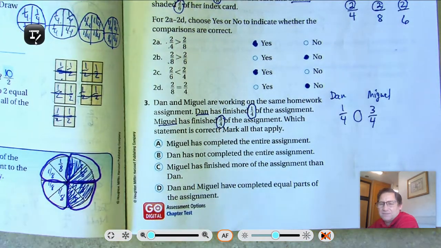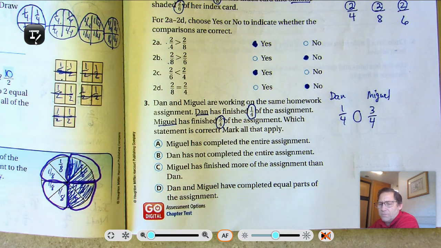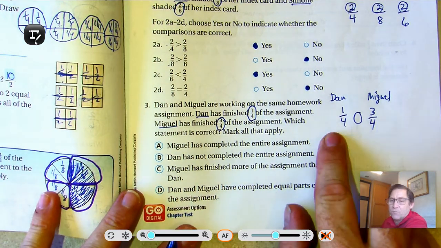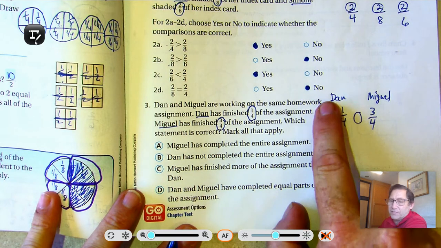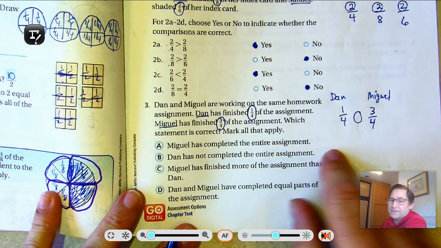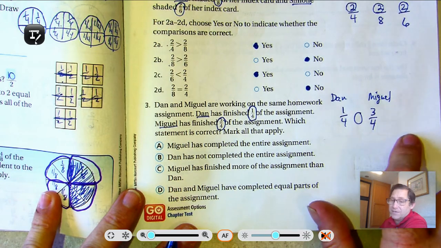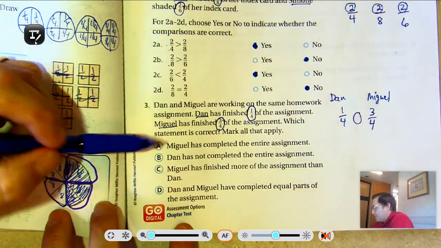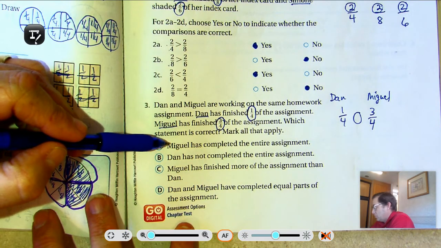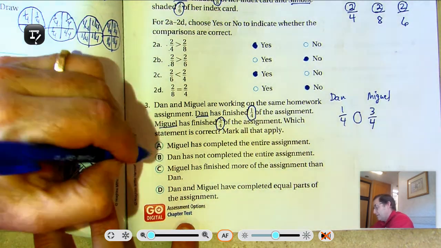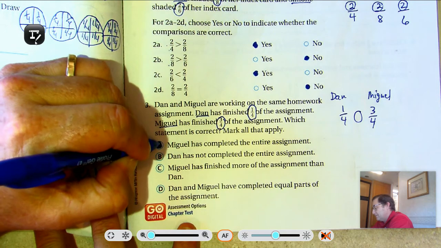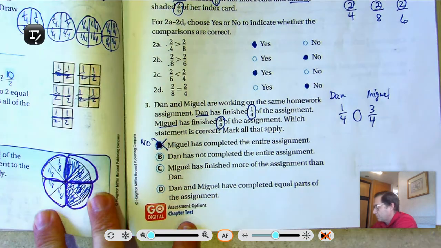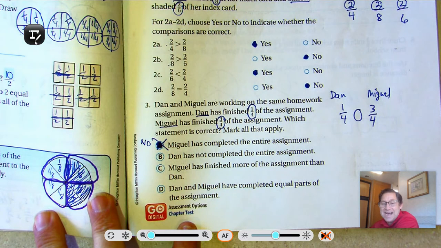Now, has any of the boys finished all of the homework assignment? No, because they're both breaking it into 4 pieces, right? Dan's only completed 1 out of the 4 pieces. Miguel's finished 3 out of the 4 pieces, but he's still not finished, right? So Miguel has completed the entire assignment. No, we just discussed that. He has 3/4. He has not completed it.